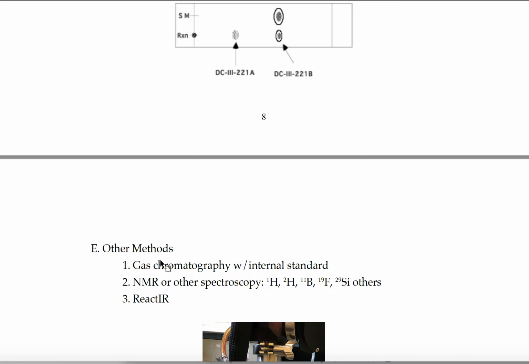Boron 11 NMR I have in there, but boron stinks. Boron's been lousy for us. We did some boron NMR through the years, but it's not very good. Fluorine NMR is super duper duper. Fluorine is a great tag.